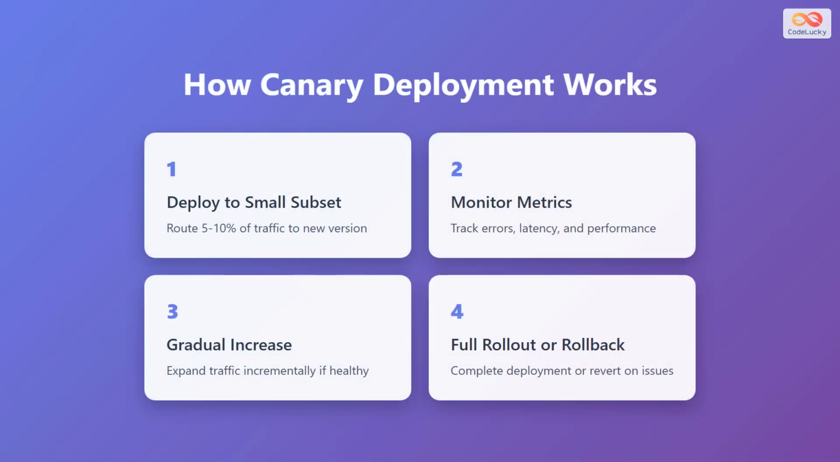The canary deployment process follows 4 key steps. First, you deploy the new version to a small subset, routing only 5 to 10% of traffic to it. Second, you monitor metrics such as errors, latency, and performance to ensure the new version behaves correctly. Third, if the metrics look healthy, you gradually increase traffic incrementally, expanding the rollout in stages. Finally, you either complete the full rollout if everything is working well, or perform a rollback if any issues are detected.